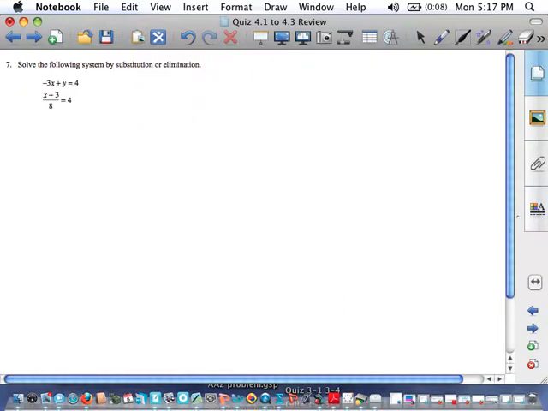Number 7 looks harder than it actually is. If you look at that second equation, if you multiply both sides by 8/1, you'll see that then you can get rid of that fraction, and you just have x plus 3 equals 32. Subtract the 3 from both sides, you'll get that x is equal to 29.